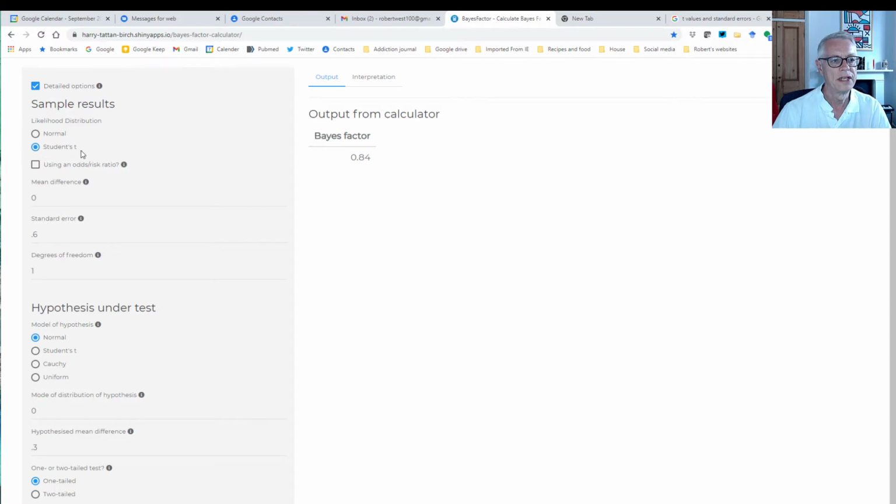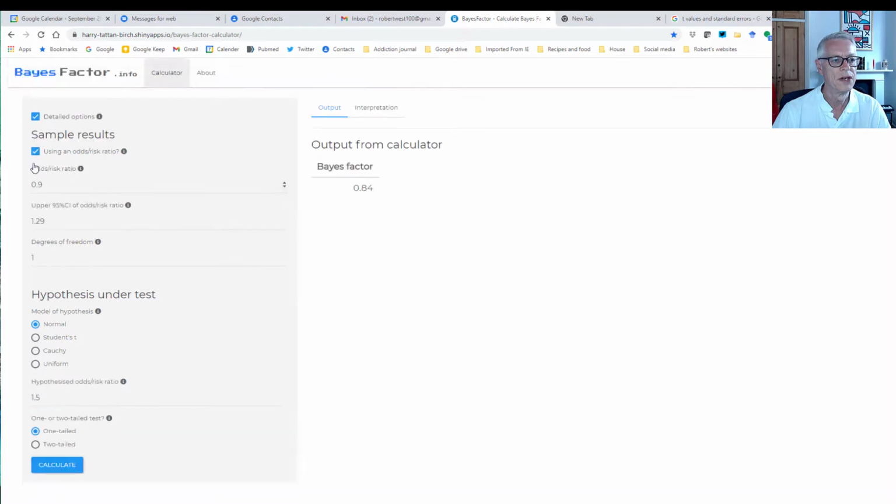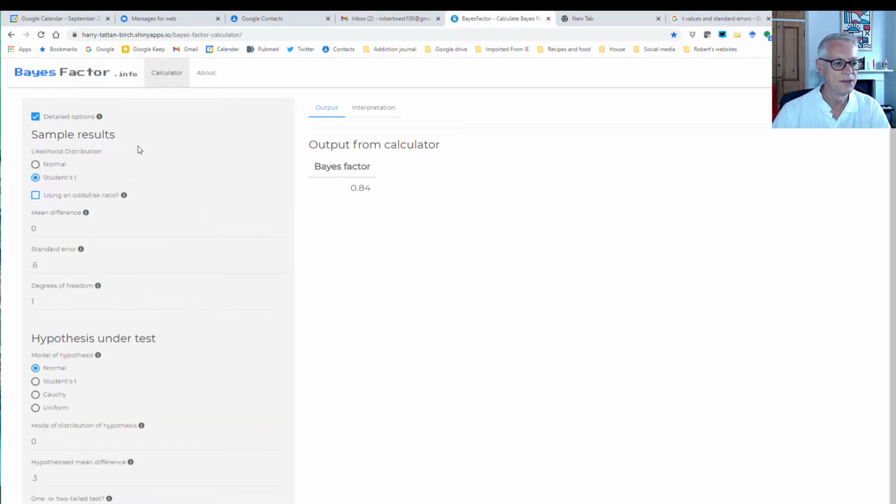So note, obviously, that if you're using risk ratios or odds ratios, then it's not going to give you options here, because you're basically converting from an odds ratio to what will be a normal distribution using logs. But let's take this back to mean differences again. That's the distribution of your data.